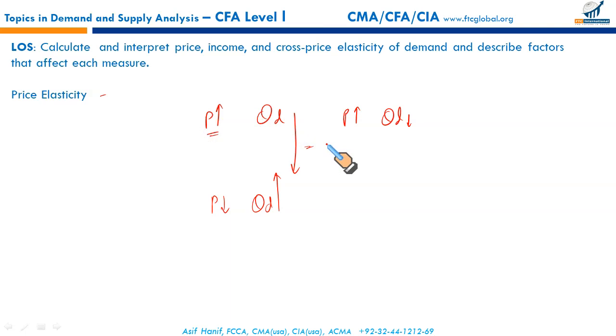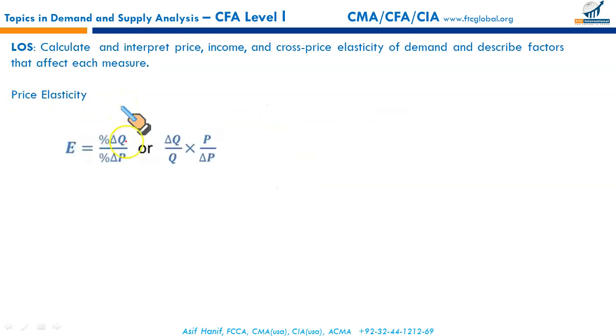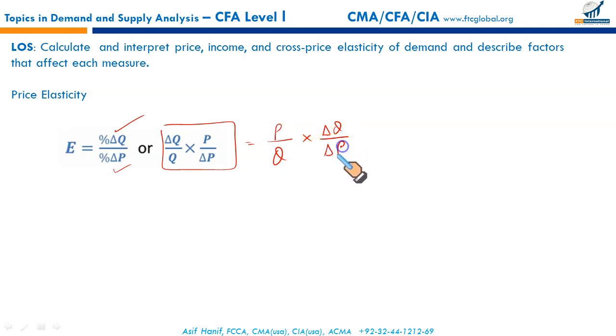So, to what extent the demand would change with the change in price, this is what we measure by price elasticity of demand. So, the formula we use is the percentage change in quantity demanded upon percentage change in price, and if expanded, it could be written in this way, and you will do some questions where we'll rearrange this formula into P upon Q multiplied by change in quantity upon change in price. So this is how we calculate the price elasticity of demand.